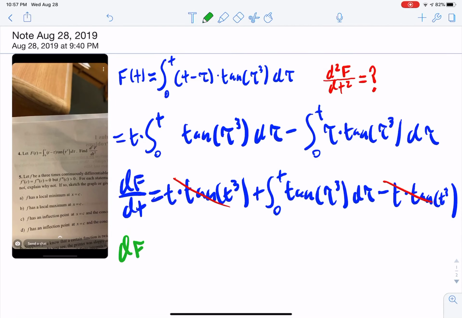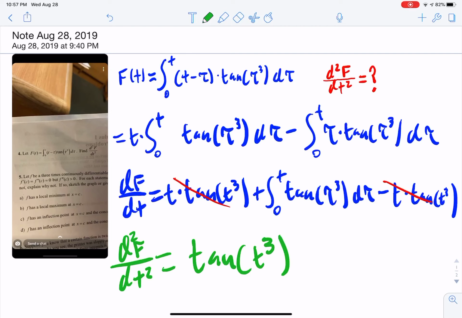Now we have this first derivative. We just have to use fundamental theorem of calculus part 1. So this is the integral from 0 to t of tan tau cubed d tau. All we have to do is plug in t for tau, and it's just tan t cubed, and that's our answer.